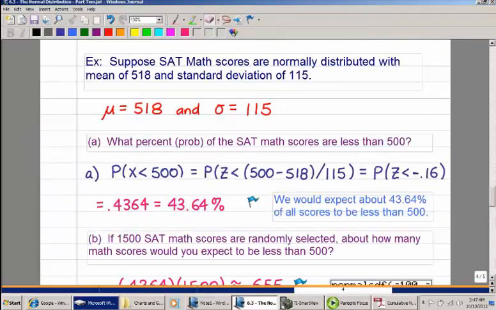So the probability is 0.4364, which as a percent would be 43.64%. So I wrote out to the side here that this just means that we would expect about 43.64% of all scores to be less than 500. Now the next question is a new type of question. Interesting. If 1,500 SAT math scores were randomly selected, about how many of these scores would you expect to be less than 500?